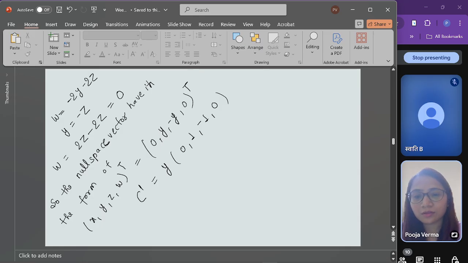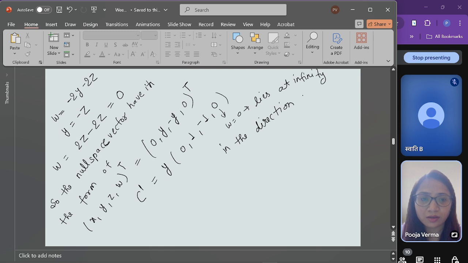So this solution has W is equal to 0. That means the camera center lies at infinity. If W is equal to 0 in the equation, that means the camera center lies at infinity in the direction of 0, 1, minus 1. So this is our camera center that we have got, 0, 1, minus 1, 0 transpose. Okay, sorry, this is C dash.